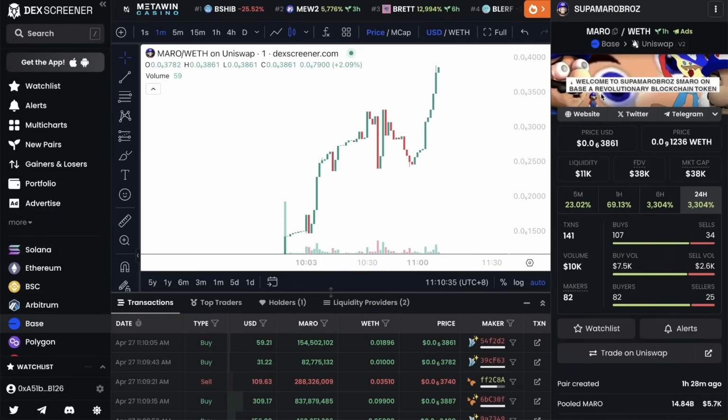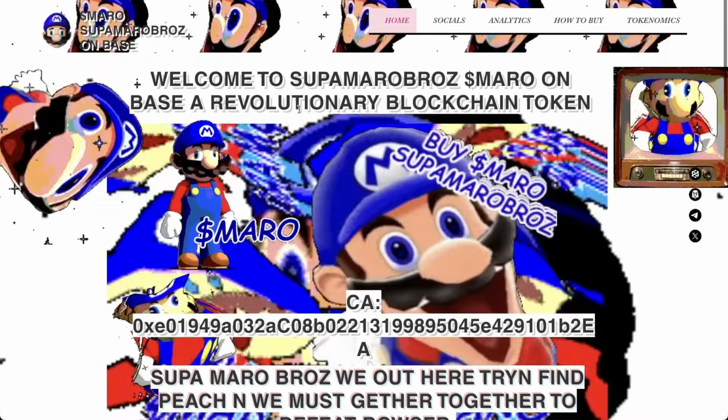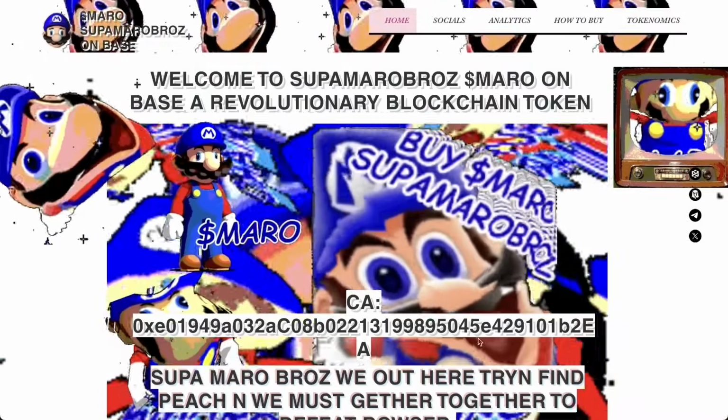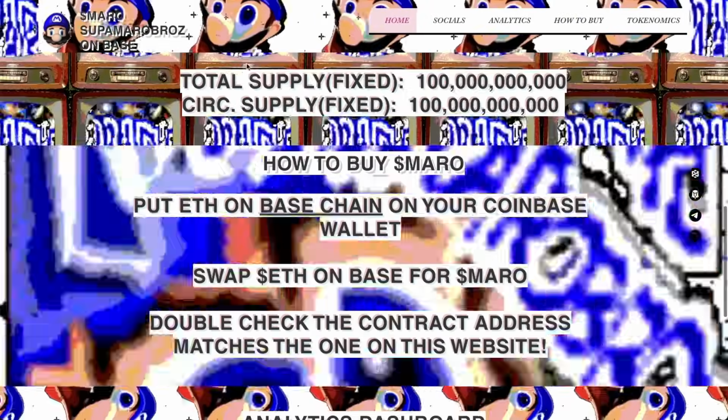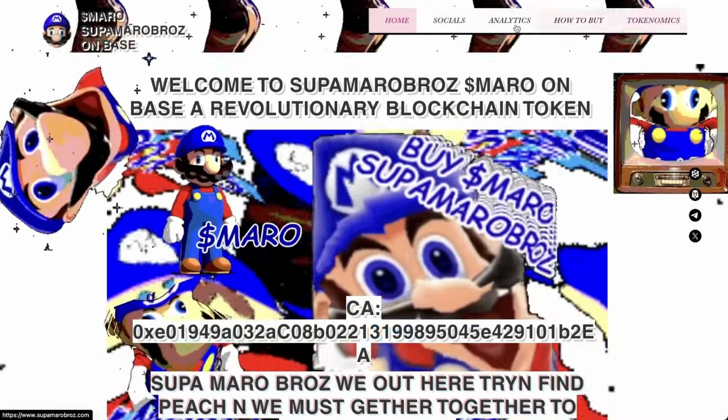Now we saw that we had some Harry Potter coin. So this could be something, I don't know. We had a good upside here. Welcome to Super Mario Bros. Mario on base, revolutionary token. Okay. Usually I open the website and this is overwhelming, but this is a good copy of the one we saw before. So that's really meme. It looks stupid, but it's actually hard to do a website like this.